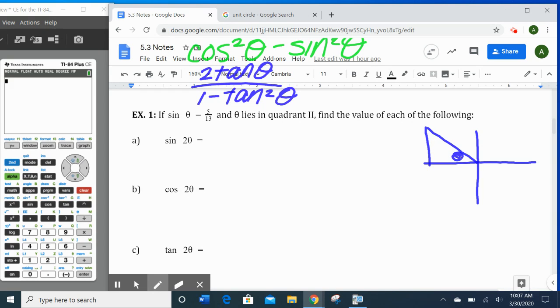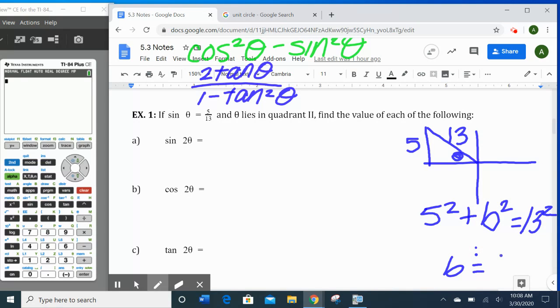So that's theta. And if they give me the sine, then they give me opposite over hypotenuse. And I can use Pythagorean theorem to find the third side. So 5 squared plus b squared equals 13 squared would tell me that b is equal to 12. And so when I label it 12, I just have to be careful about the fact that I am in quadrant 2, which means that I'm going to the left, which means that the adjacent side is negative 12. So I'm using an adjacent side of negative 12.